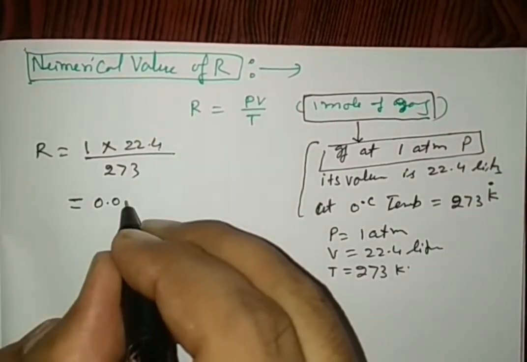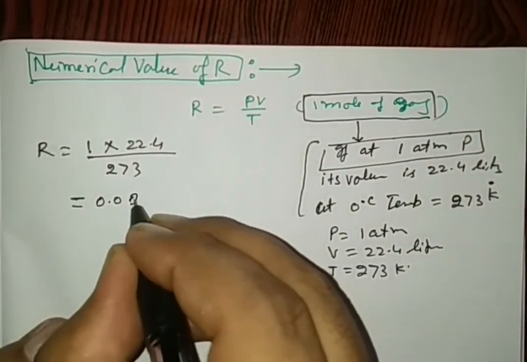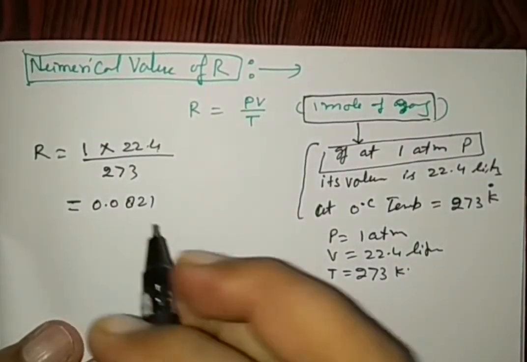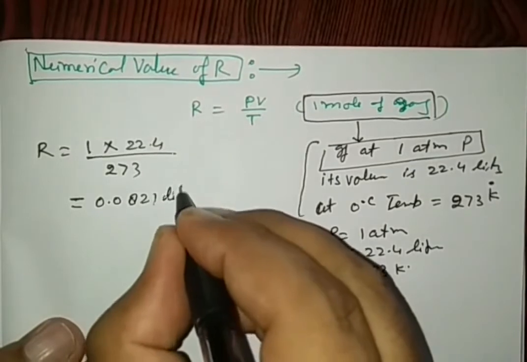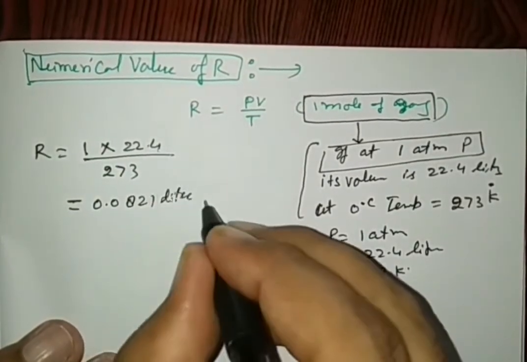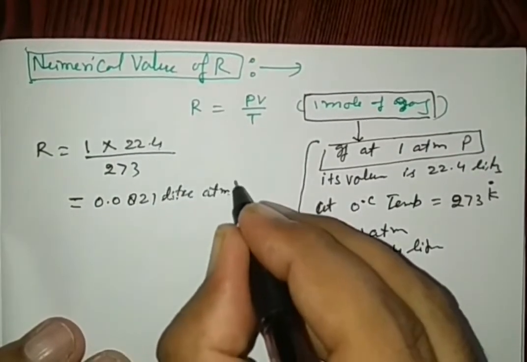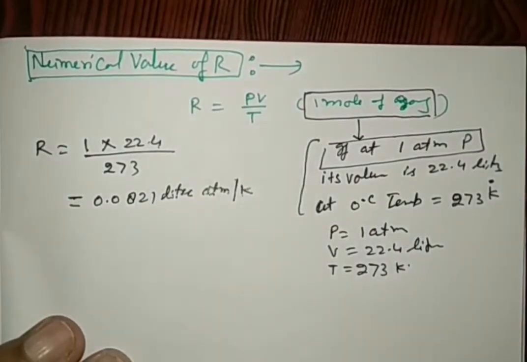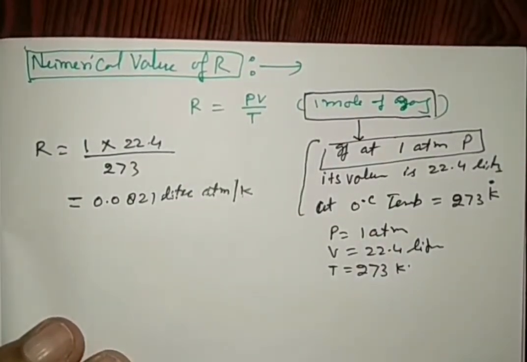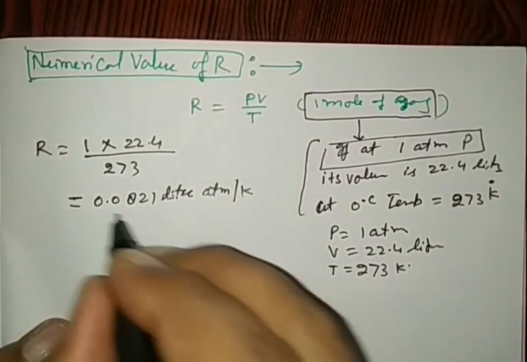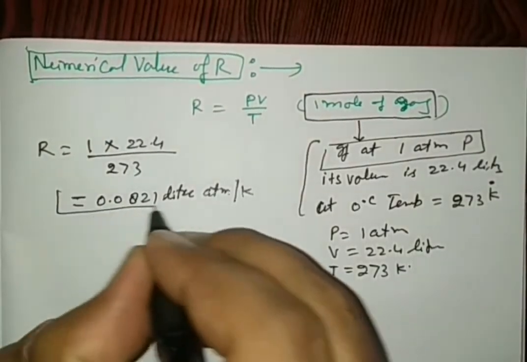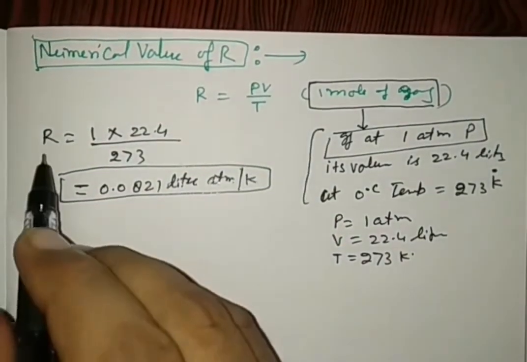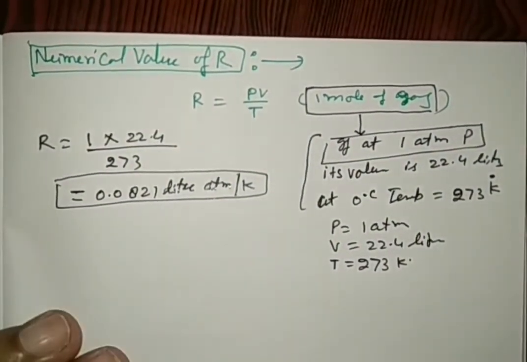After solving we get 0.0821 liter atmosphere per Kelvin per mole. This is the value of R in this unit.